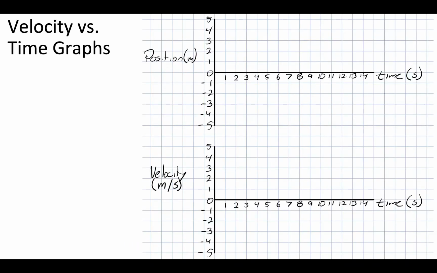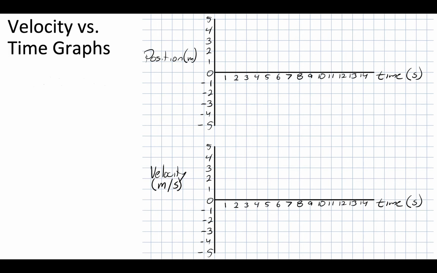Now, what if we graphed velocity as well? We've only been graphing position and finding velocity by looking at the steepness or the slope of the line of the graph. But what if we were to actually graph velocity by itself? So we're going to do that here. We're going to analyze some motions of an object, and we're going to graph both the position of the object and the velocity of the object over time.